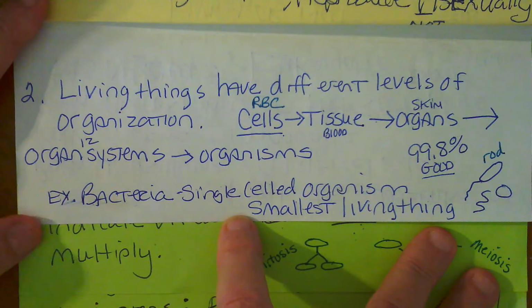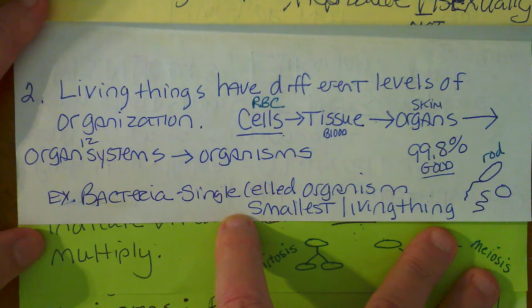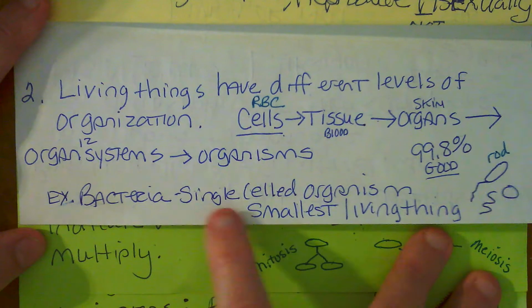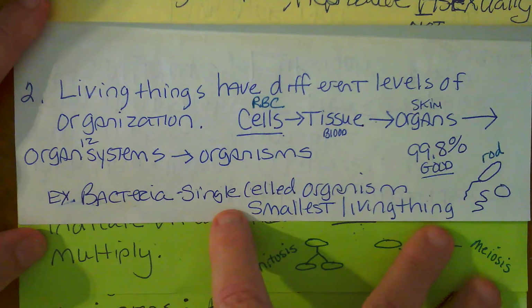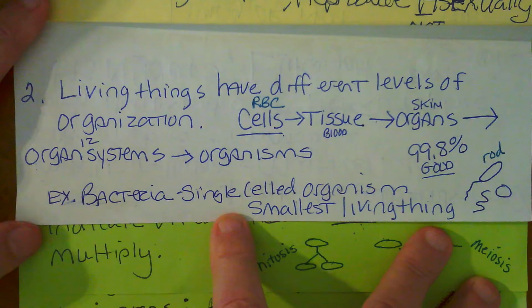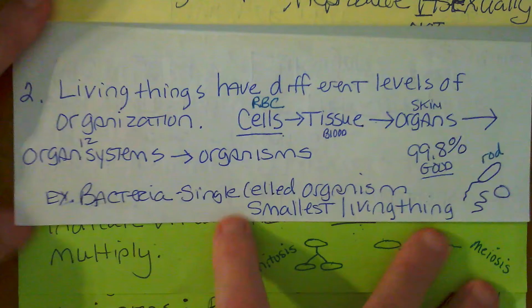The smallest living things are actually bacteria, and bacteria is a single-celled organism, whereas you are a multicellular organism. Bacteria comes in multiple shapes, such as rods, or spirals, or round. And please remember that 99.8% of all bacteria is actually good and helpful, whereas a very small percentage is actually harmful and makes you sick.